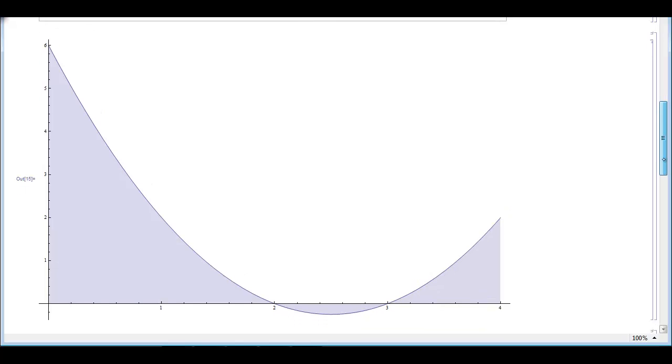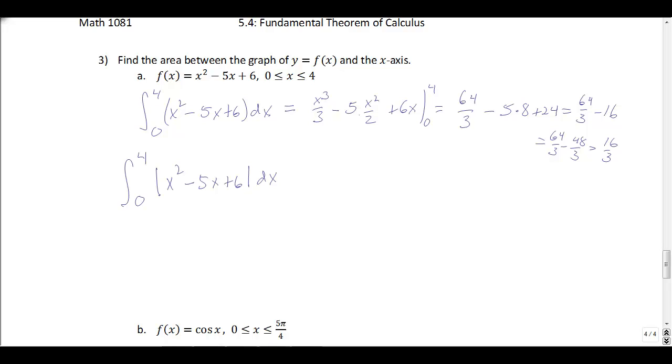Here, let's look at our graph. So here's the graph. You'll see my x squared minus 5x plus 6 dips below the x-axis here. So what we can do, there's a couple ways to approach this. Essentially, we can figure out where x squared minus 5x plus 6 is 0. So let's maybe do that up here.